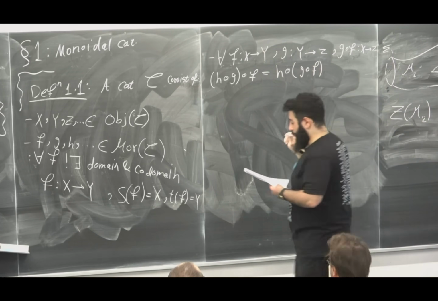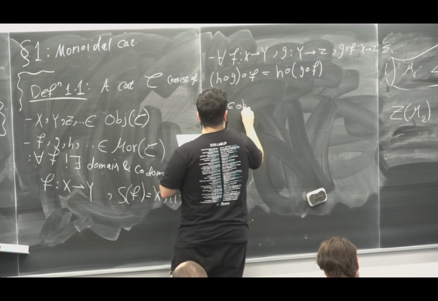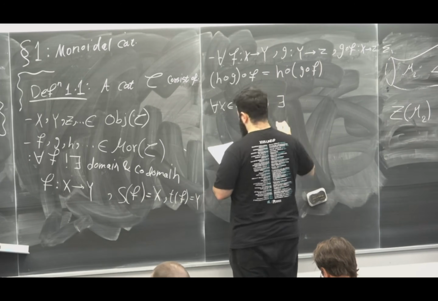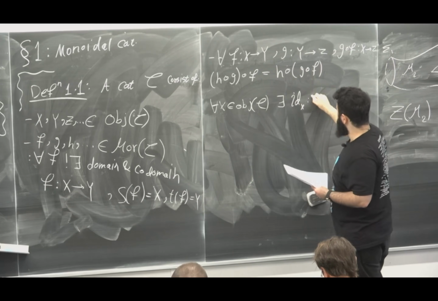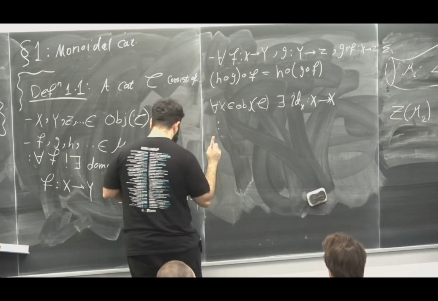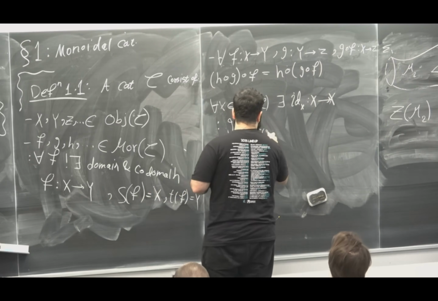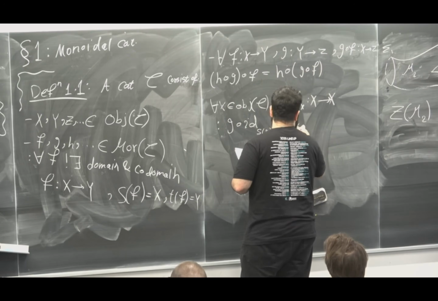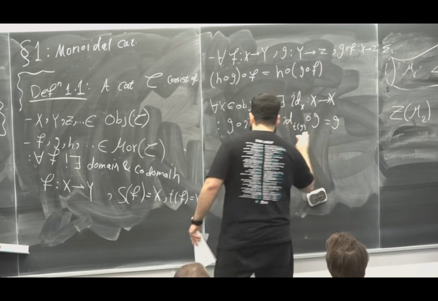Okay, have that, and for all x an object in my category, there exists an identity element denoted like this that maps from x to x, such that, now what I was writing, g composed with identity on the source of g is g, and identity at the target of g composed with g is g. So what does this mean pictorially?